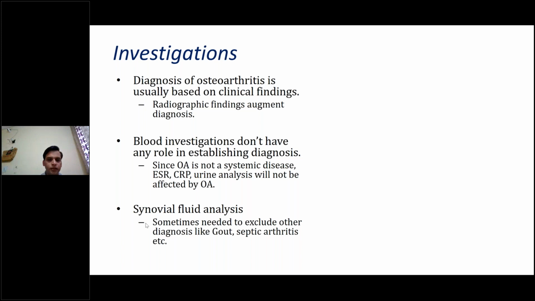So synovial fluid examination in osteoarthritis is usually normal, and the cell count will not be very high. It will be around normal, 200 to 2000 per cubic millimeter. But sometimes it is used to exclude other diagnoses, for example septic arthritis, gout.